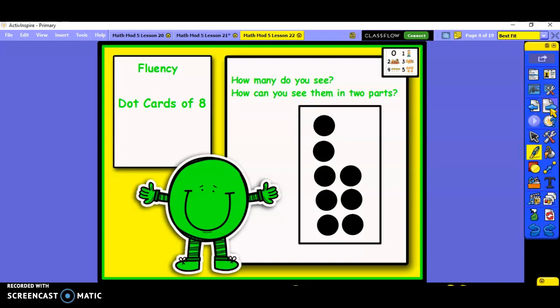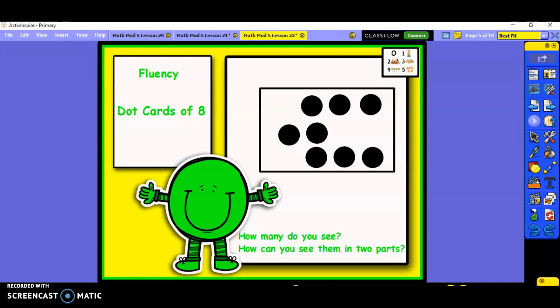The first thing we're going to do is look at some dot cards. Our first card has 8 dots. That's right, we see 8. How can you see them in 2 parts? Miss Nakhan sees this picture of 8. I see this in 2 parts. I see it as 5 and 3. 5 and 3 makes 8. Let's look at another picture card.